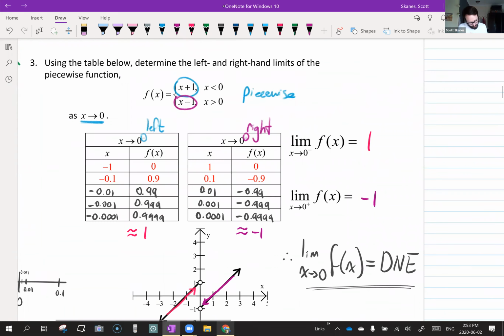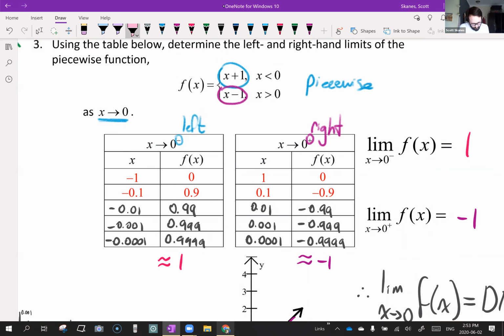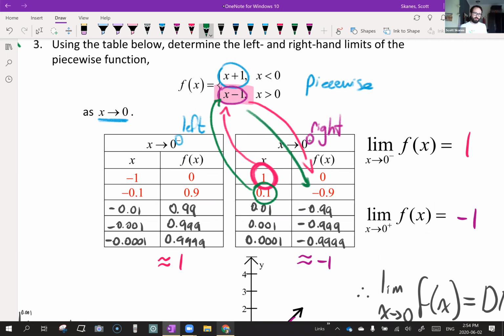Okay. So just to answer your question, look at what's highlighted. When x is greater than 0, so on the right side, this is our function. We need to take these values and put them in for x and see what we get. So 1 minus 1 gives us 0. 0.1 minus 1 gives us negative 0.9, and so on. We're just putting those numbers in as the x value and getting back the y value. And those are the numbers that come out of it.